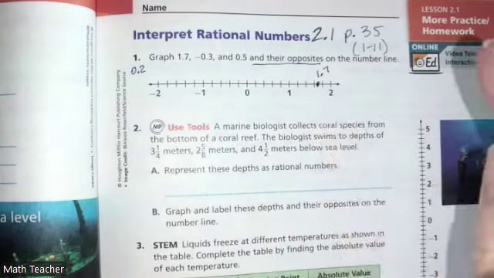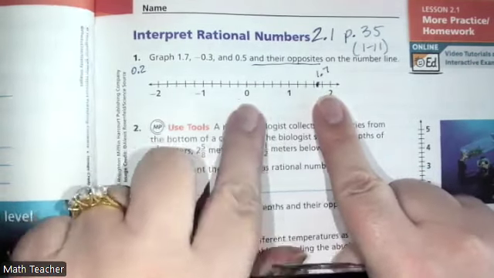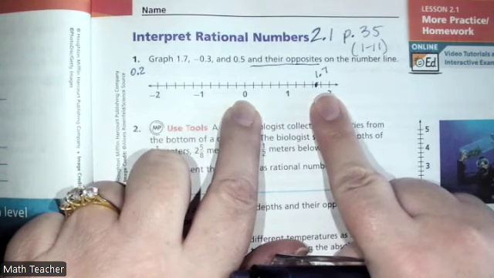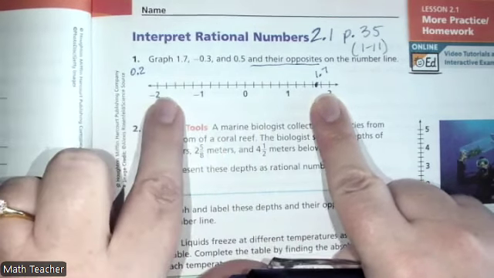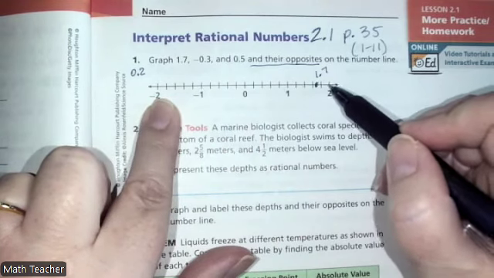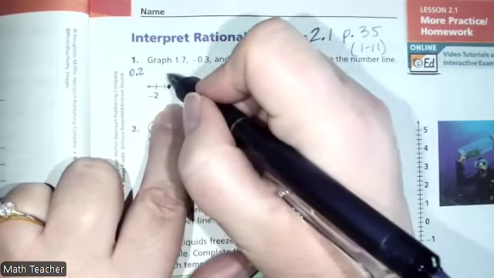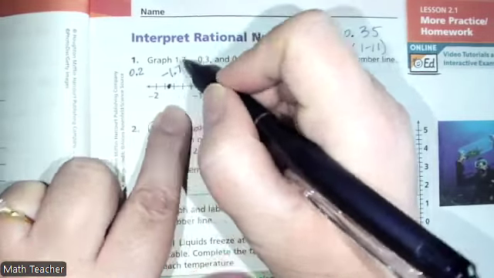Okay, and then we are asked to graph its opposite. So we know that the opposite is the same distance from 0 on the number line. Okay, so we'll want to go over here. This is 1.5 tick marks to the left of 2. This will be 1.5 tick marks to the right of 2. And we label it -1 and 7/10.